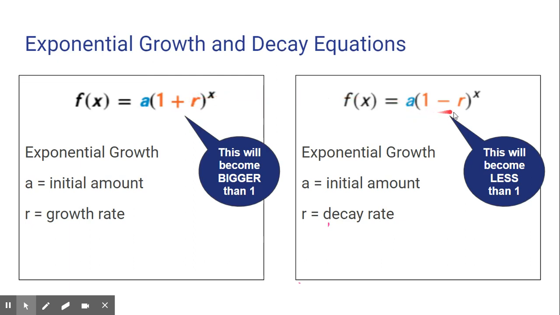The same exact equation except for a minus sign. So again, this is our decay rate, this r, but you'll notice we're taking it away. So this is trying to show the fact that we are going to end up multiplying by a number less than 1, and that will show a decay. Those numbers will go down.